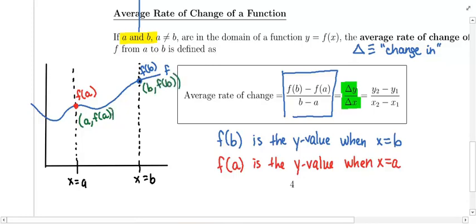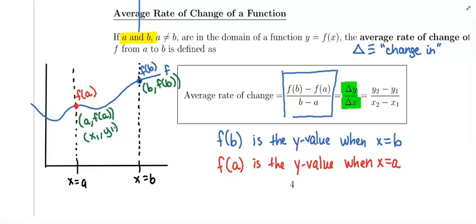Really, these are just two points on the curve. We can rename them. A and f of A is kind of complicated, and B, f of B is kind of complicated. We can also name this red dot x1, y1. Think of it as our first point. It's the leftmost point, the first point we encounter. So we'll call the x coordinate x1 and the y coordinate y1.